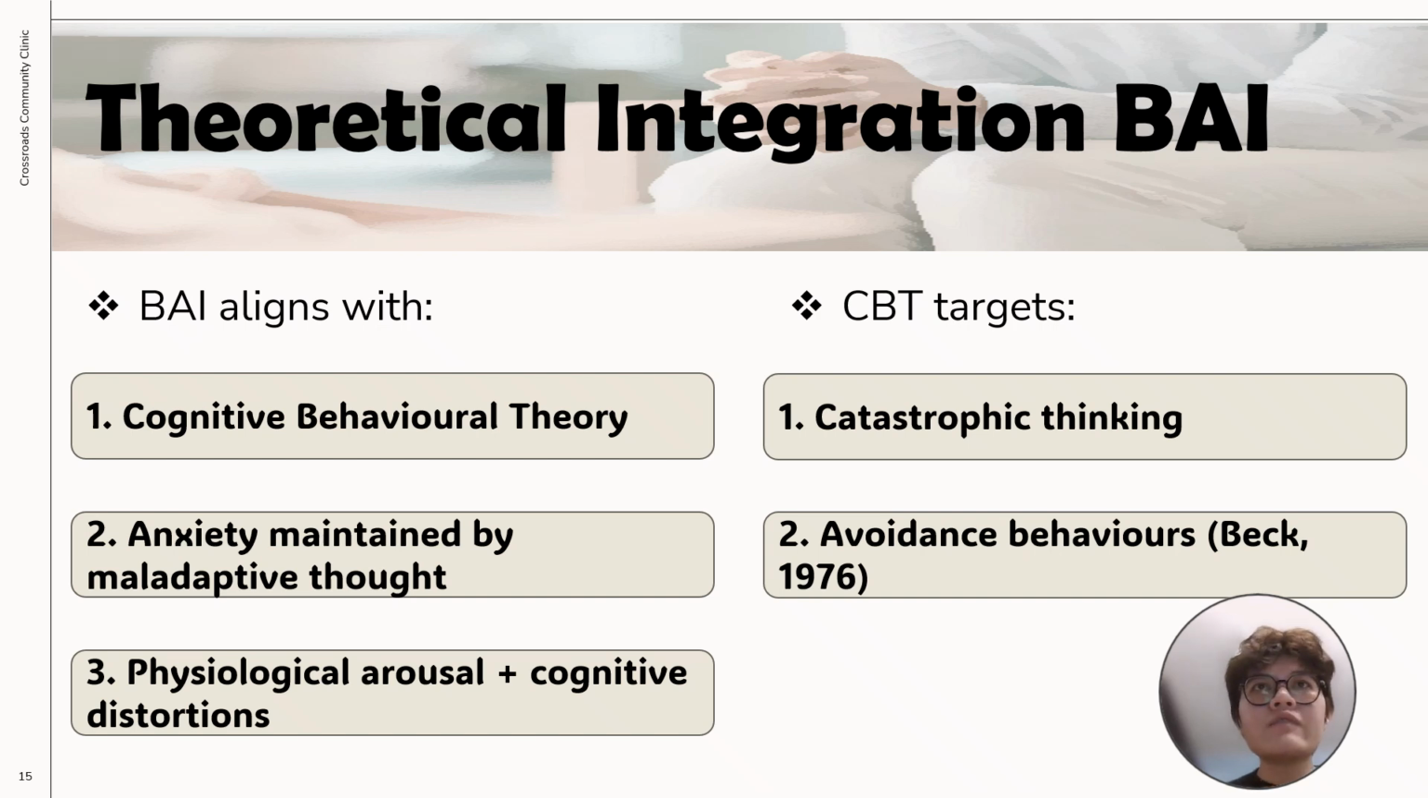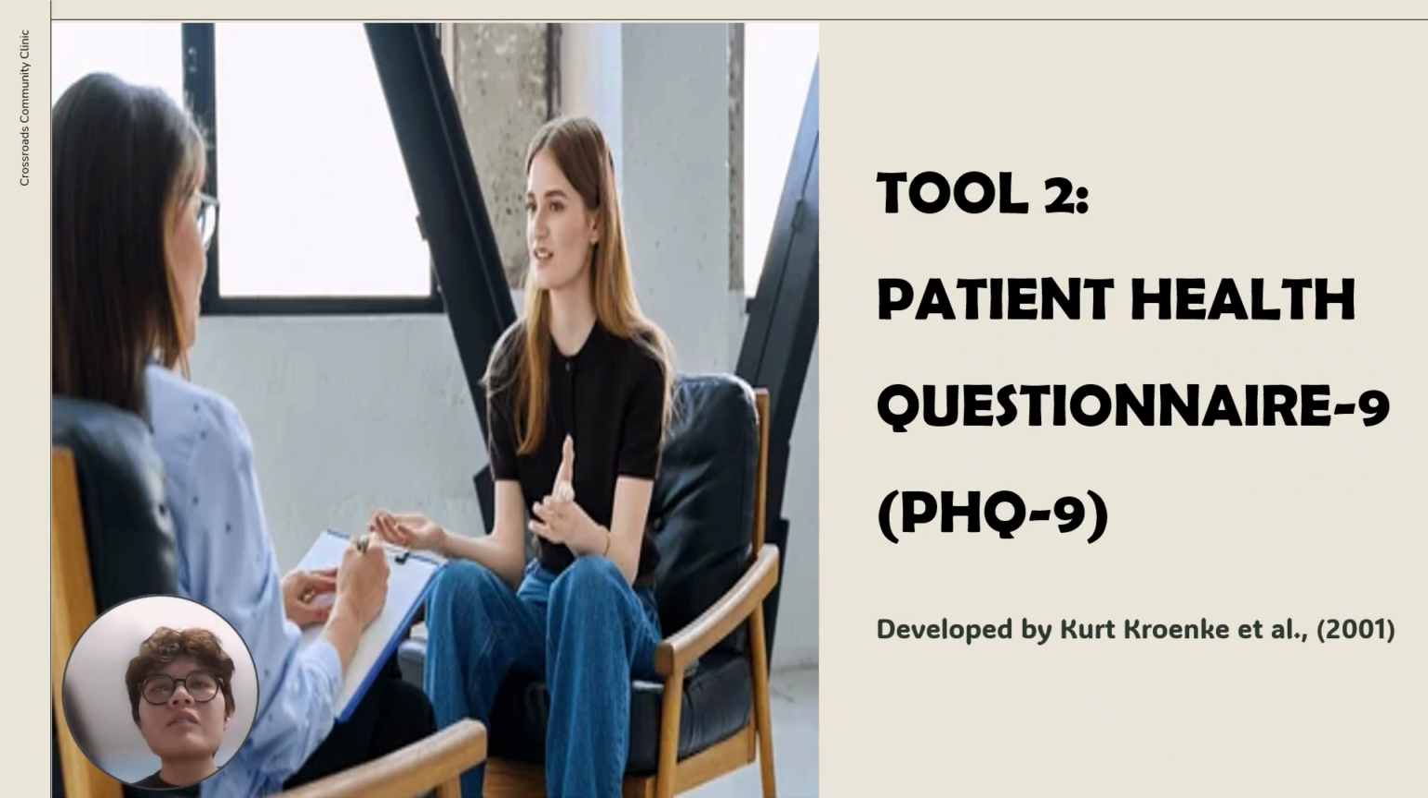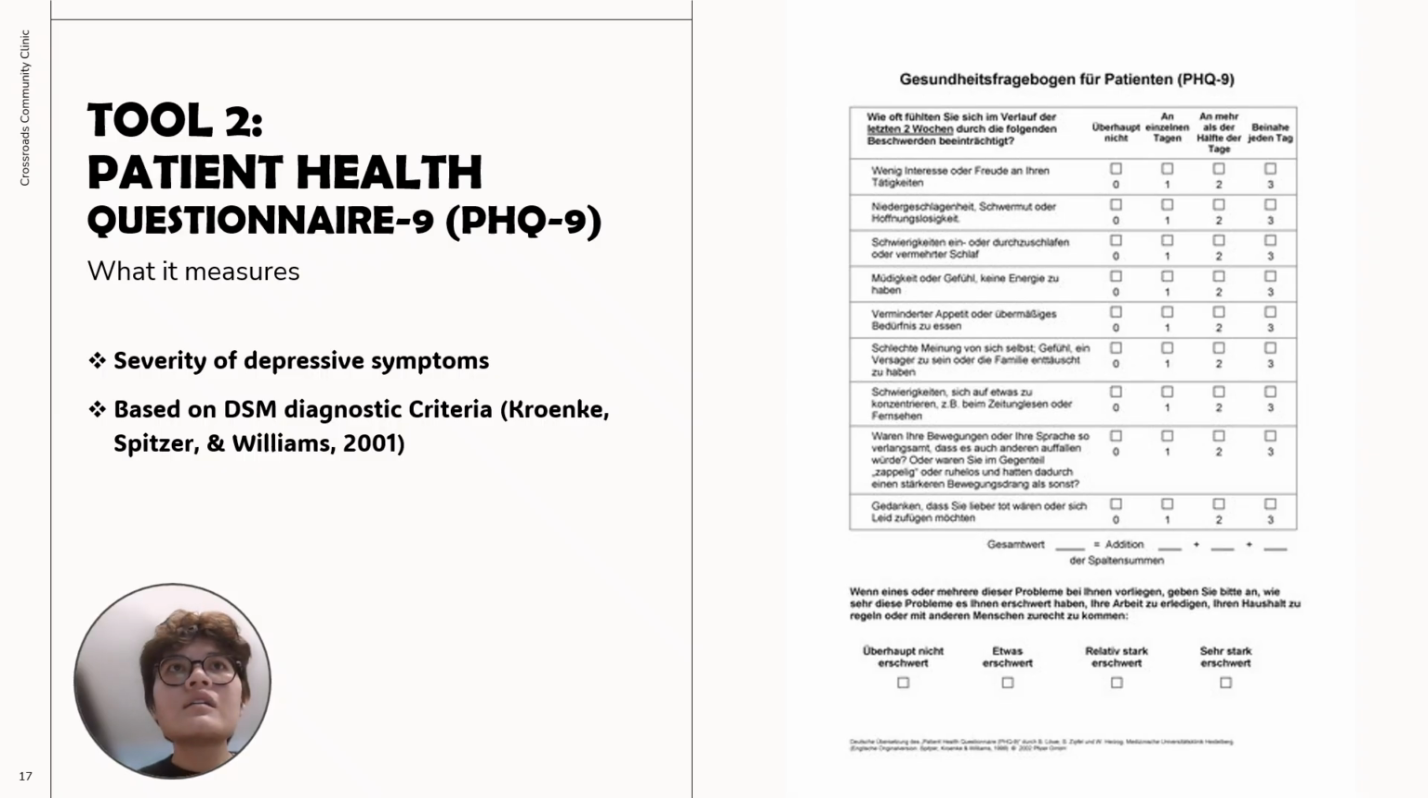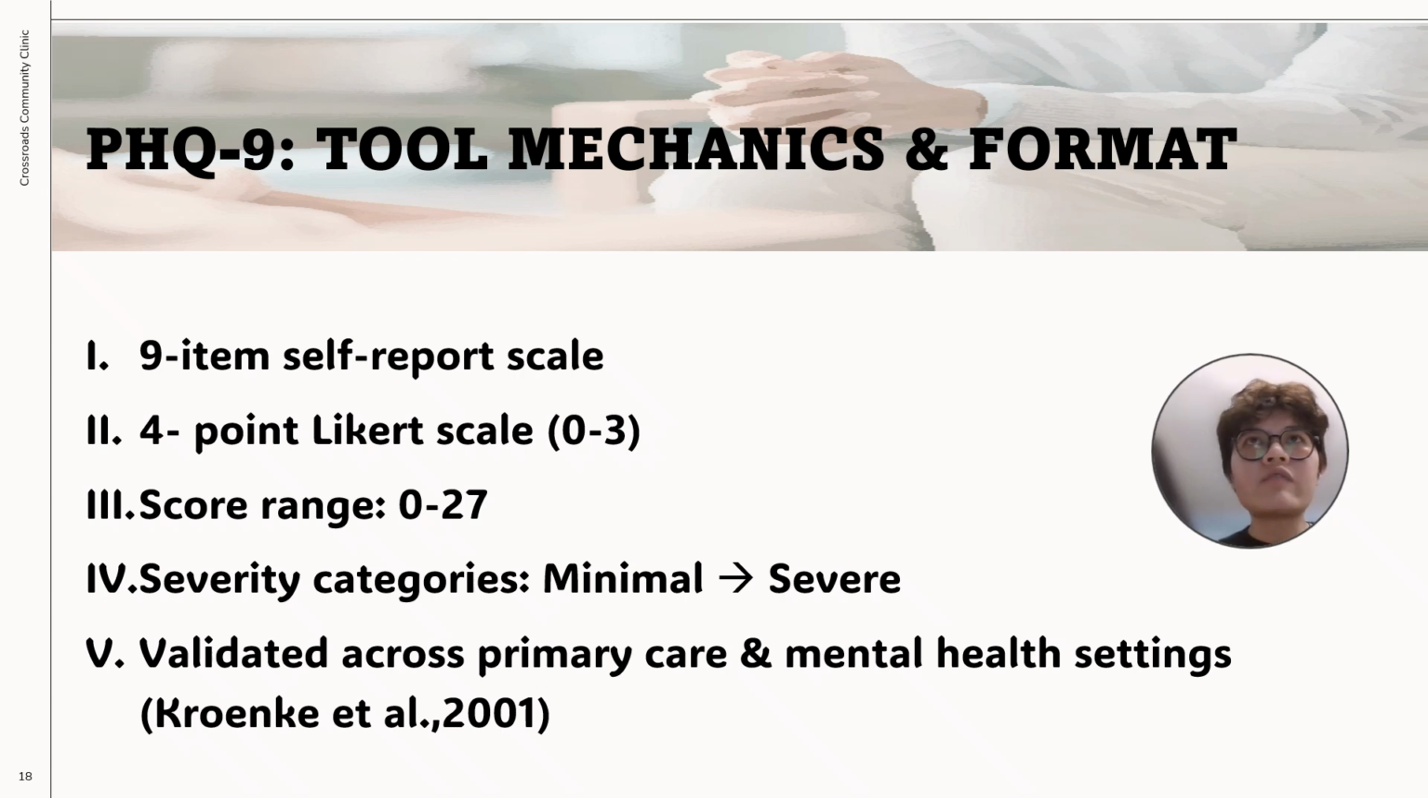But remember, refugee clients who score high on somatic items may be expressing trauma-related hyperarousal. Context is critical. The second commonly used tool in our clinic is the Patient Health Questionnaire-9 (PHQ-9), developed by Kroenke and colleagues. The PHQ-9 measures depressive symptom severity based on DSM diagnostic criteria. The PHQ-9 is a 9-item self-report scale using a 4-point Likert format from 0 to 3. The score ranges from 0 to 27, indicating minimal to severe depression. Critically, item 9 screens for suicidal ideation. This single item carries immense ethical responsibility.